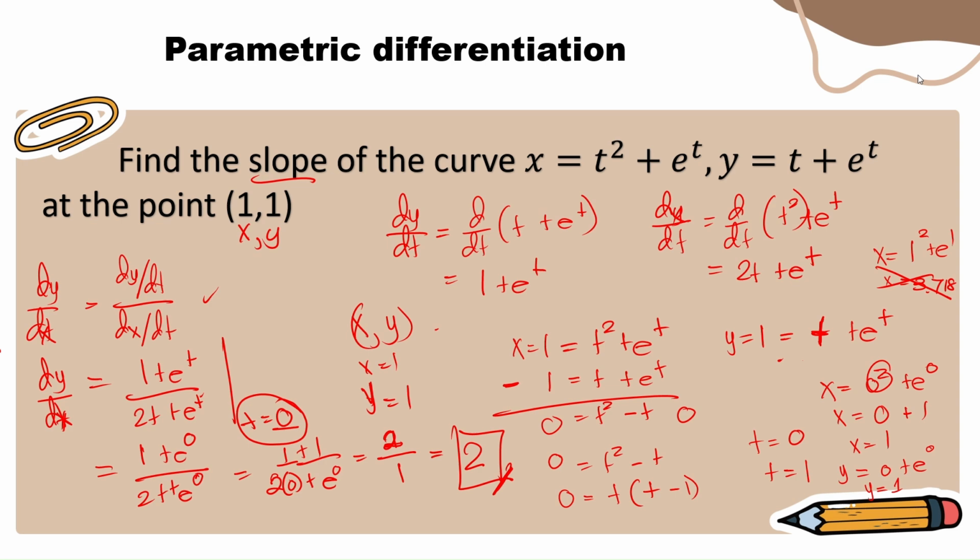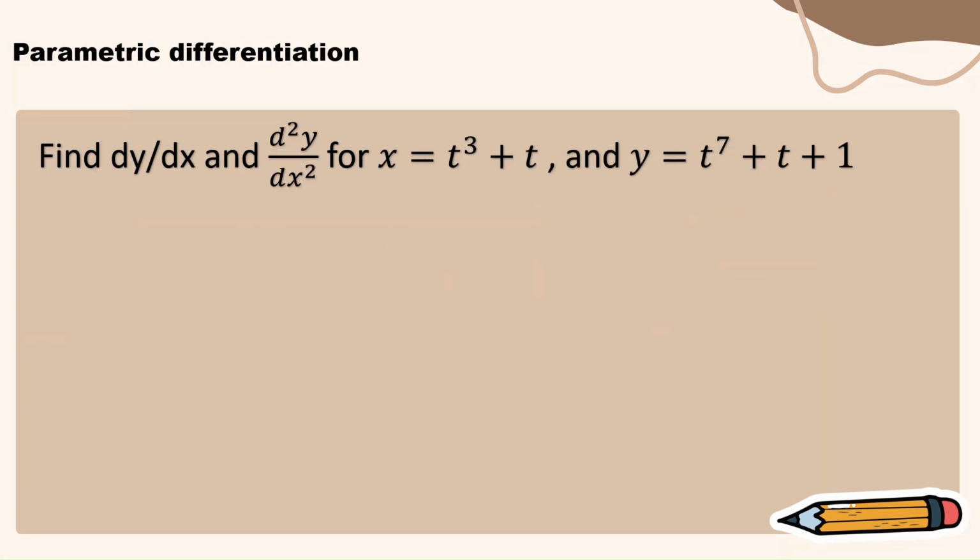So that's all for this one. For your practice about this topic, kindly find dy over dx and the second derivative of the parametric equation x is equal to t raised to 3 plus t, and y is equal to t raised to 7 plus t plus 1. So take time to solve this problem and I will give you the answer. So kung hindi nyo pa nasagot, wag muna ituloy yung video na to, i-pause muna para ma-solve nyo on your own. Then after that, check if you got the correct answer.